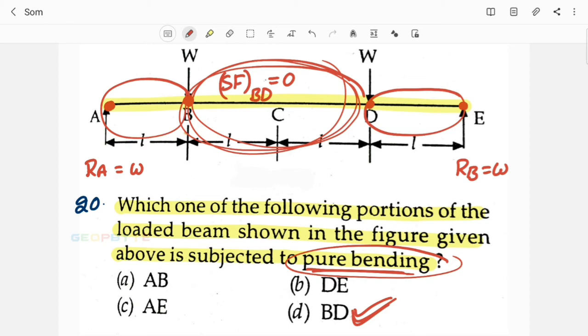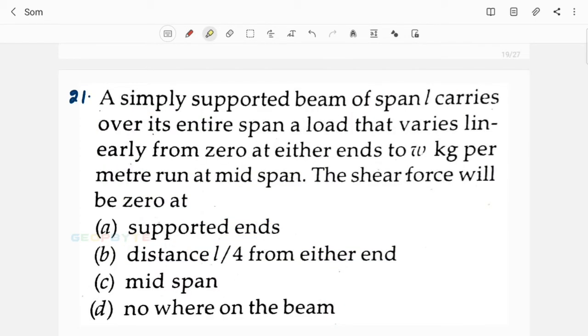Shall we move to the next problem? Yes. Read the problem. A simply supported beam of span L carries over its entire span a load that varies linearly from 0 at either end to W kg per meter run at the midspan. That means load is 0 at both supports, and at the middle of the span it is W. It is given that the load is linearly varying.